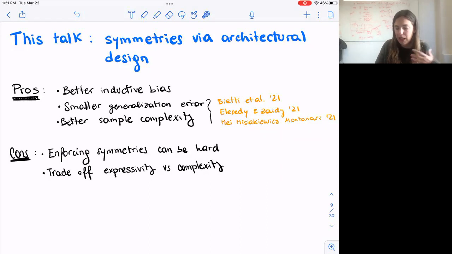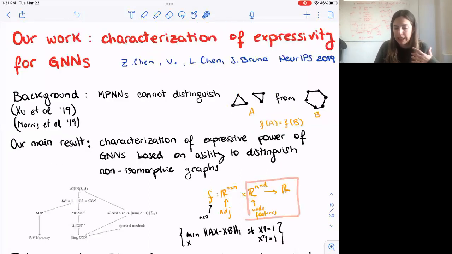And this is something that has been noticed before in the case of graph neural networks. In particular, this message passing approach that I told you at the beginning has been shown by Xu and Morris independently in two papers in 2019 that came up at the same time, that these message passing neural networks, where every node just sends messages to their neighbors, cannot distinguish very simple graphs that are similar.